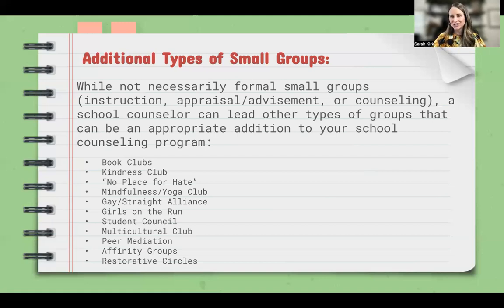But these are great additions to a comprehensive school counseling program. I've heard great things about implementing No Place for Hate in our programs, or different multicultural clubs. I did student council when I was a school counselor because it wasn't up and running in our school, and I thought our students could really benefit from the leadership experience. So I loved leading that, but it wasn't really a small group. All right. So hopefully that makes sense to kind of differentiate that.